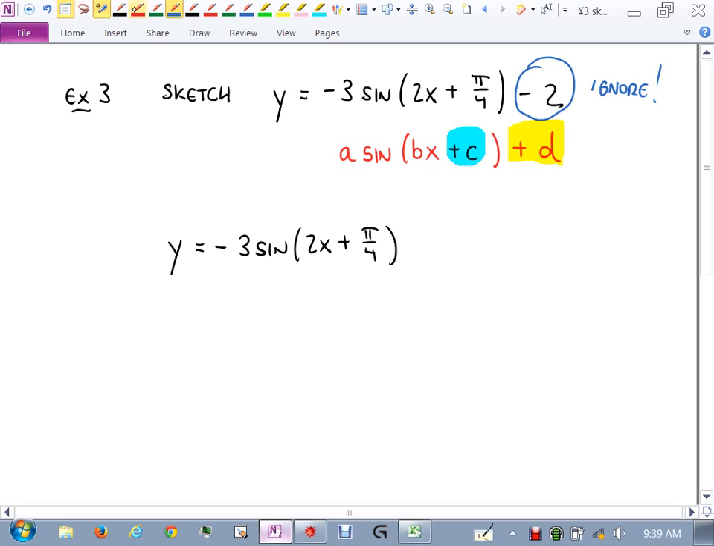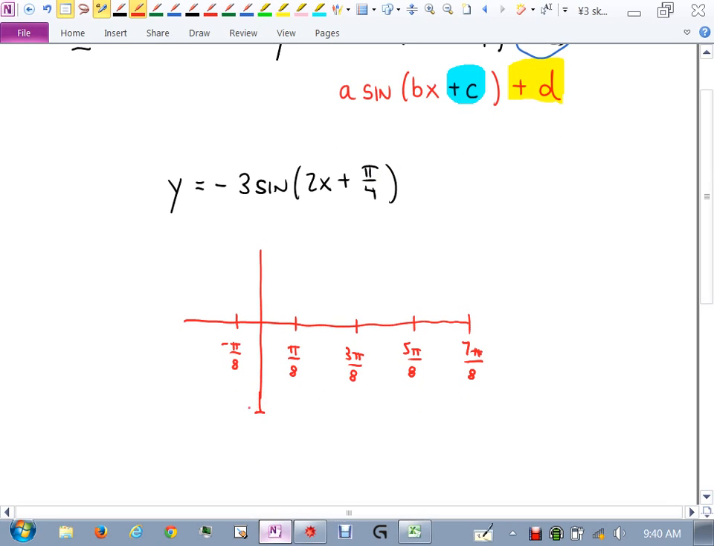So we know that this graph takes a little bit of time, but we would get this. We had negative pi over 8 here, pi over 8 here. What was the next one? Three pi over 8, then 5 pi over 8, and 7 pi over 8. And then when we graphed it, we got those points, didn't we?